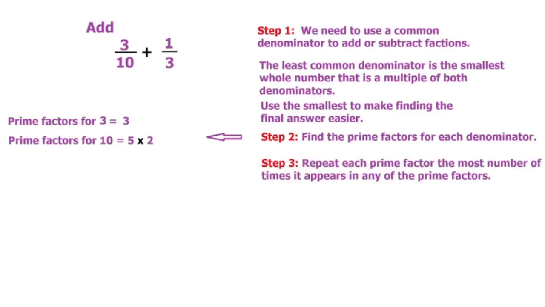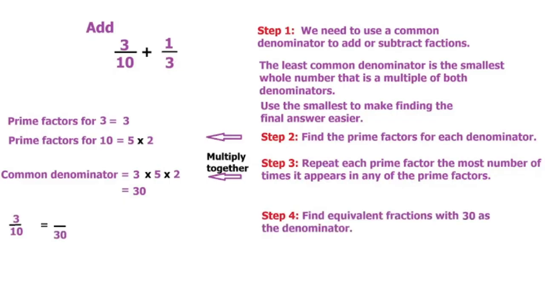So now we repeat each prime factor the most number of times it appears in any of the prime factors. So that just means we multiply them all together. We multiply together to get the common denominator. So 5 times 2 is 10. 10 times 3 is 30. The common denominator is 30. So it's the smallest whole number that is a multiple of both denominators. So you can see that this 30 is a multiple of 3, and it's also a multiple of 10, right?